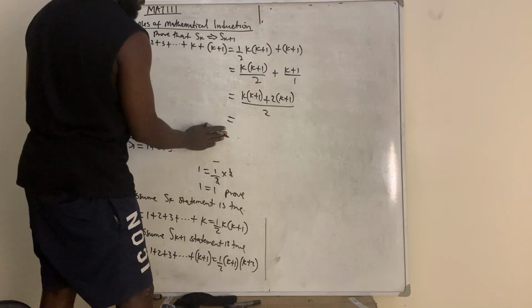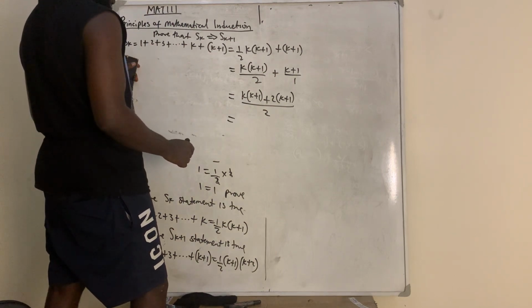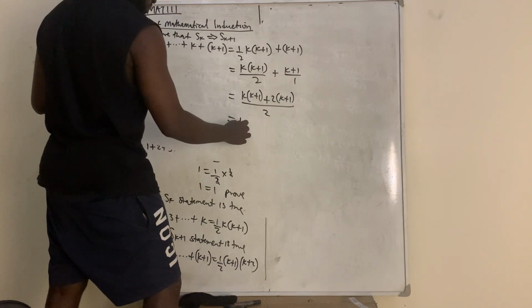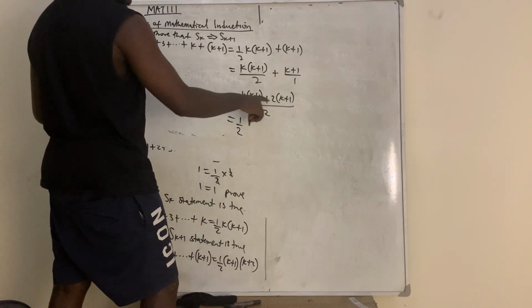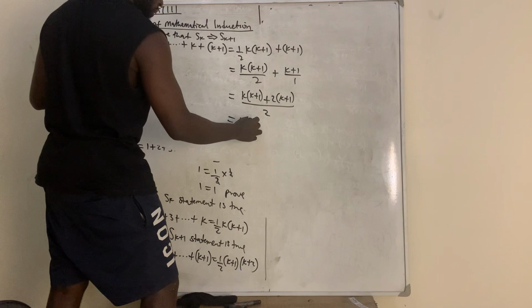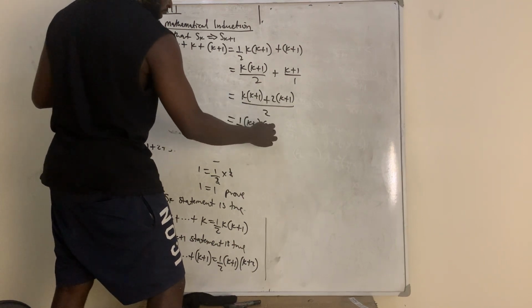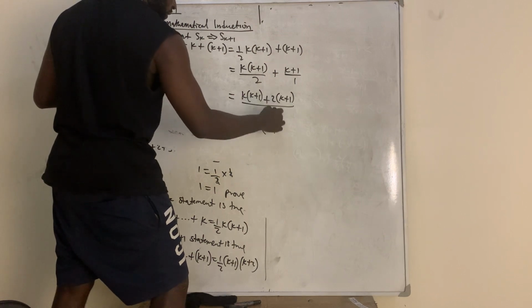So I'm going to have that. What do they have in common? If you look at this, you see that they have something in common. They have 1 over 2 in common, so I bring out 1 over 2. They still have k plus 1 and k plus 1, so they have k plus 1 in common. So the only thing remaining now is what? For this side is remaining k, then plus for this side is remaining 2.